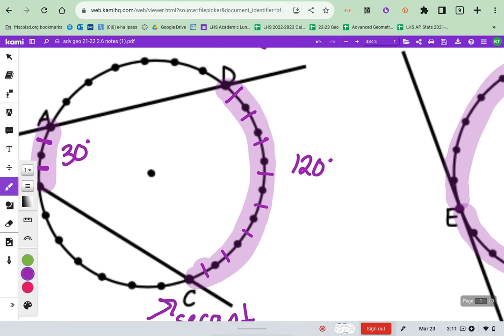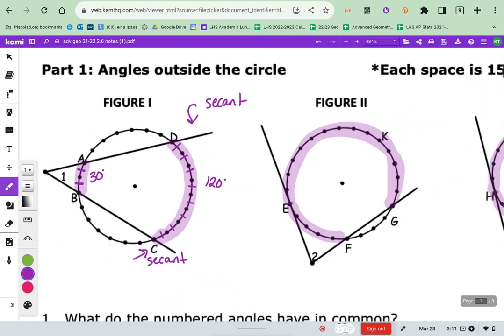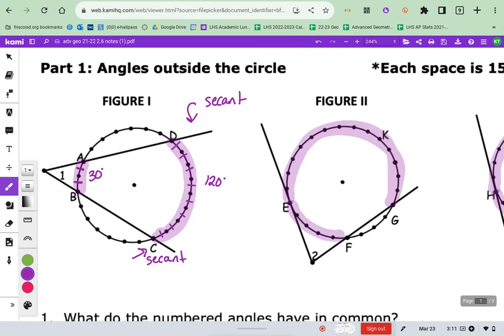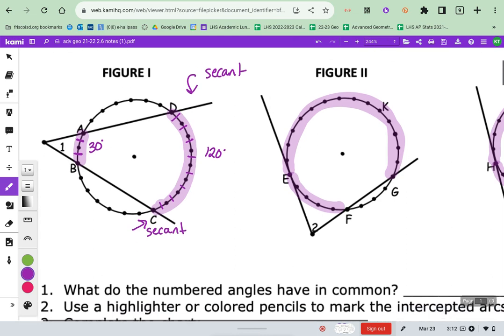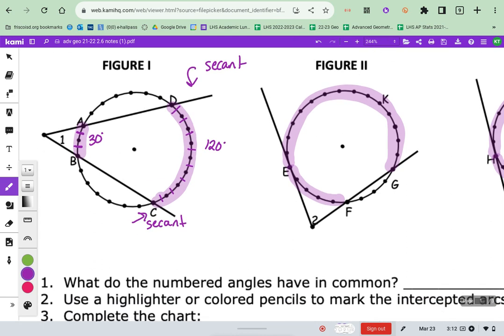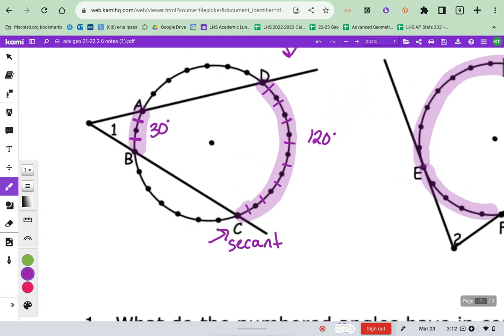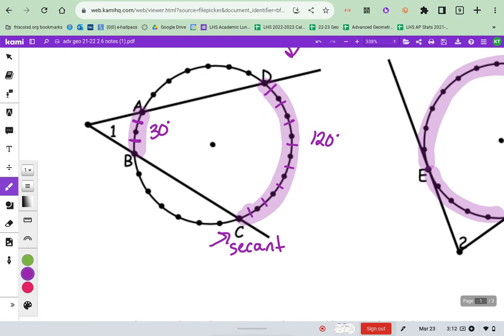All right, so let's see. And for this one, the rule is actually kind of tricky for outside angles. So I'm going to go ahead and give it to you, and I'll let you try it on your own to figure out for the next one since they're so similar. So the rule for outside angles is we take the bigger arc. So in this case, the DC arc is bigger. So bigger arc.